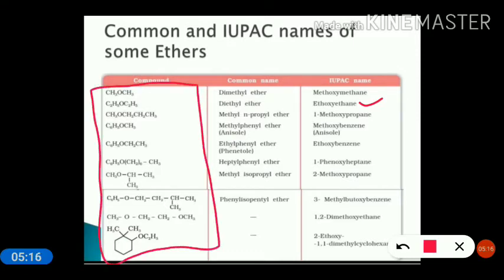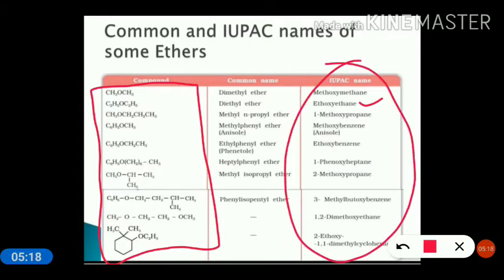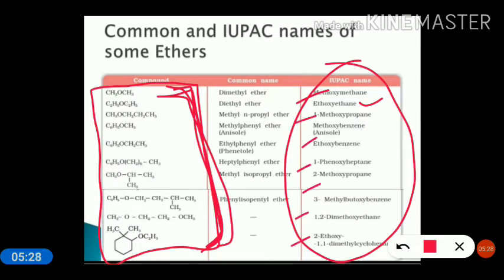Don't see the answer. Answers are already here. So in your copy, write these structures separately and try to write their IUPAC names. When you have written them, check with these answers. Clear? So you will get the practice of nomenclature of ethers.